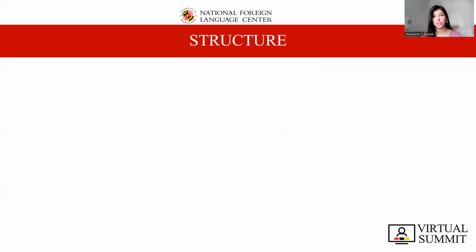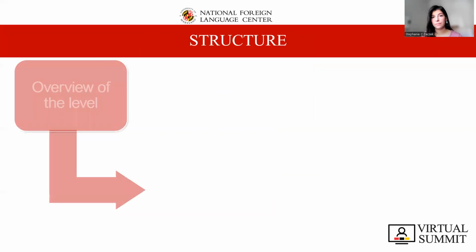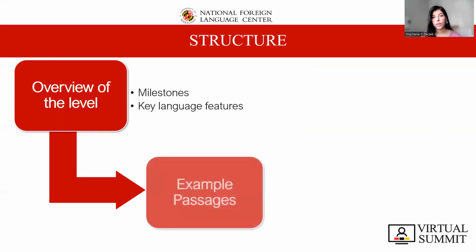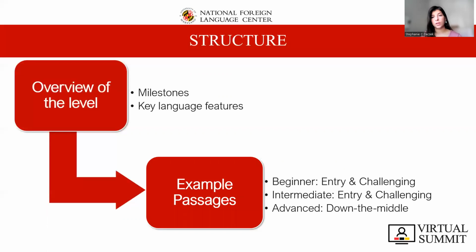In this presentation, we will use these questions as guides. We'll start with an overview of a specific difficulty level, and we'll identify milestones and language features most commonly associated with it. Then we'll quickly review reading sample passages in English to demonstrate what you should look for when evaluating passages at each level. One of these examples will be on the lower end of the level, and the other will be on the higher end, except at the advanced level, where we will be only assessing one example text.